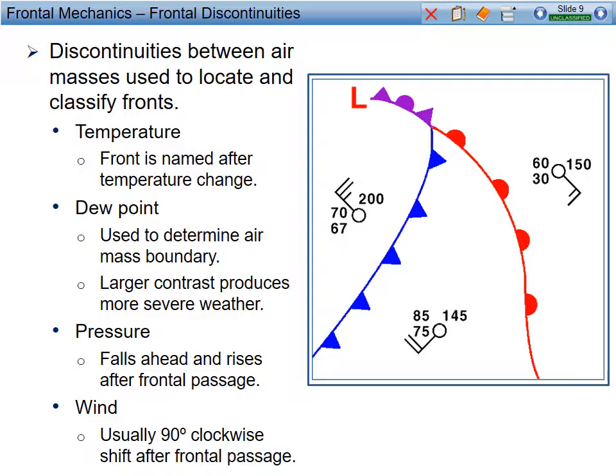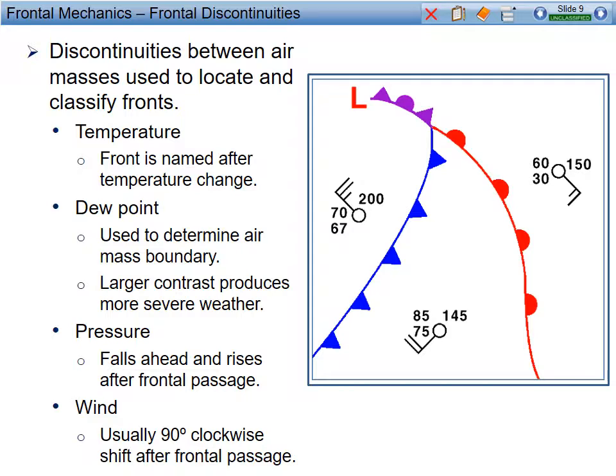Here is a depiction of a frontal model, and it shows the general trend that fronts follow as they pass from west to east in the continental United States. The way we locate and classify fronts is by the discontinuities between these next four items: temperature, dew point, pressure, and wind. The temperature we already talked about. So if you look to the right of the warm front depicted, which is the red line with the red half circles, you see a temperature of 60 degrees, and to the left or behind the front, you see a temperature of 85 degrees. It got warmer, so therefore that is a warm front.